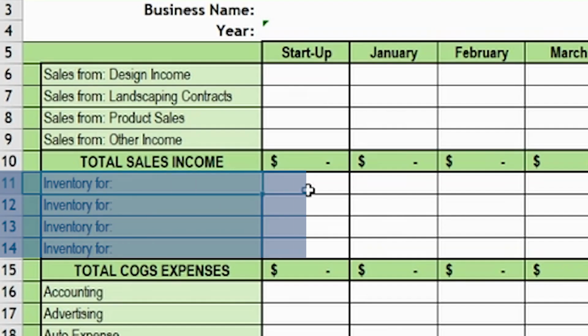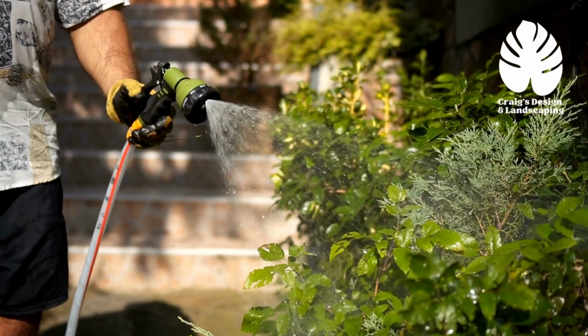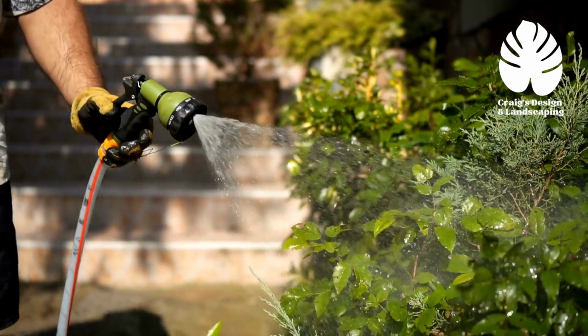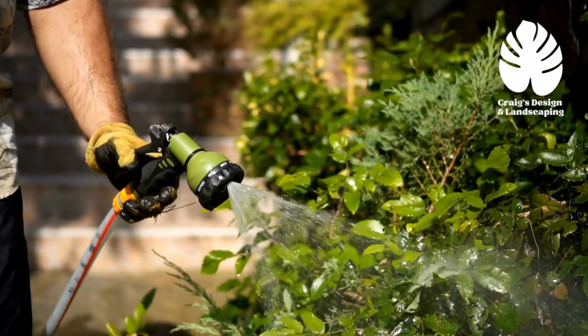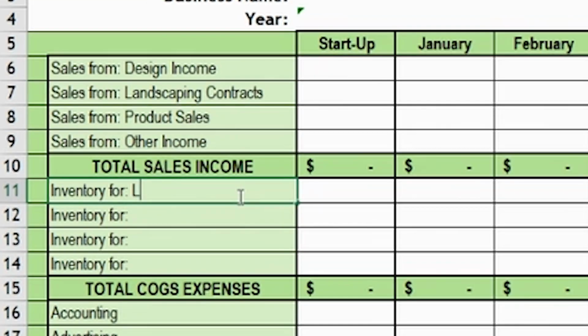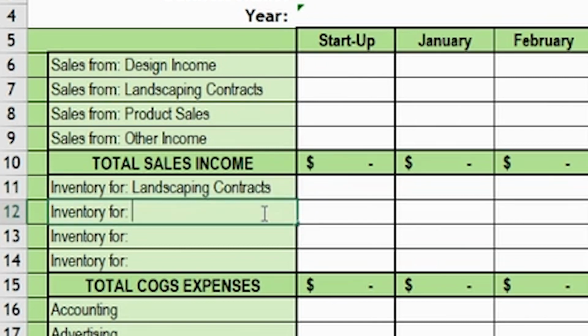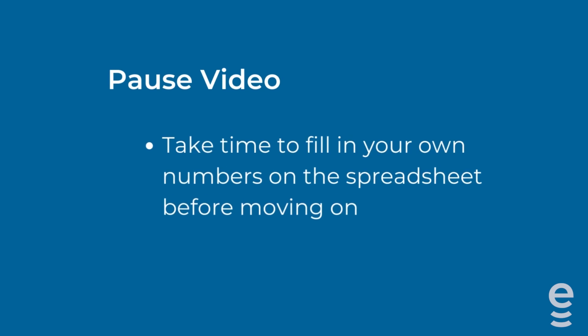For example, if you have a grocery store or retail shop, your inventory expense goes here. Since I have a landscaping business, I might fill this out like this. I'll put in inventory for landscaping contracts and inventory for product sales. Once you have your labels made, it's time to start entering numbers into the spreadsheet. I like to do this 1 row at a time.